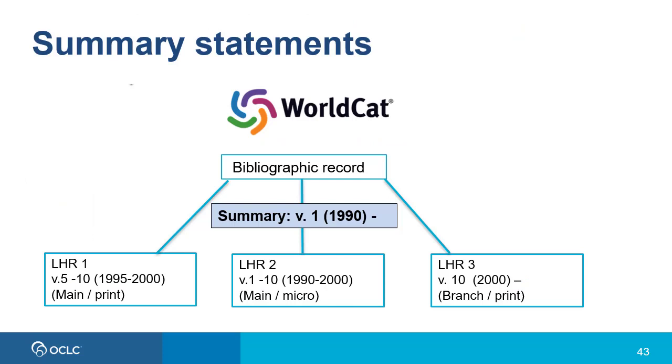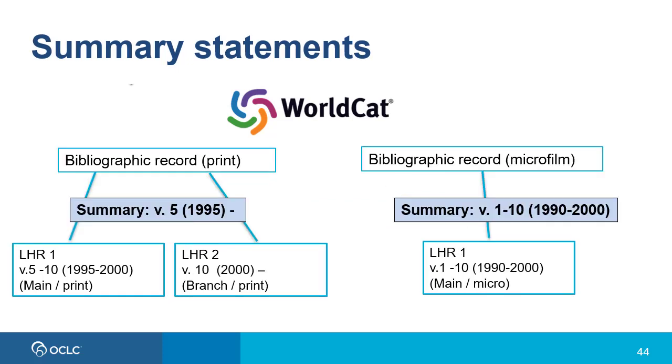In this example, there are 3 local holdings records attached to one bibliographic record for different copies and locations and different formats, the print and the microform. So for this summary statement, the institution has holdings in some format at some location for Volume 1, 1990, and on. If you have separate records for different formats, you would have 2 LHRs for the print record, one for each copy at the main and the branch location, and the summary statement reflecting comprehensive holdings for the print would be Volume 5, 1995, and on.